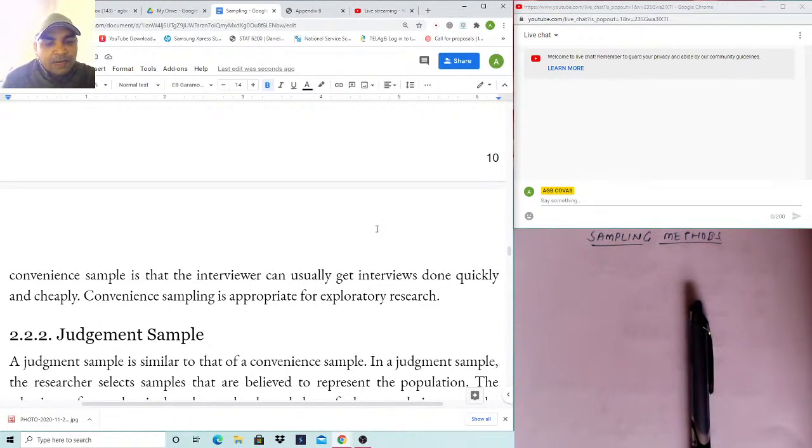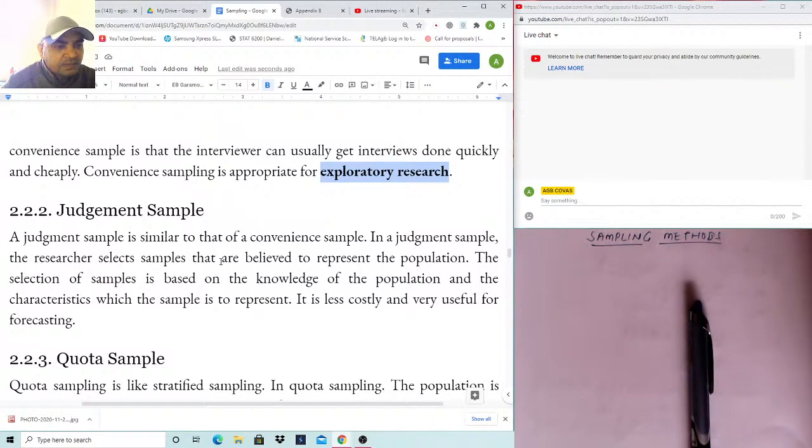Convenience sampling is appropriate for exploratory types of research, that is, when you just want to explore what is happening. For that you need not go for probability sampling. As per your convenience, go there whenever you find any two persons, and ask them like that.